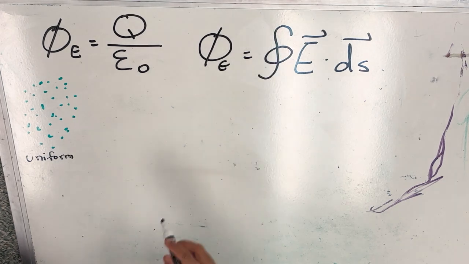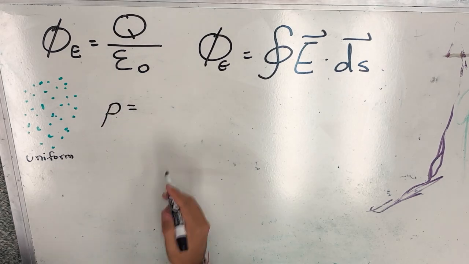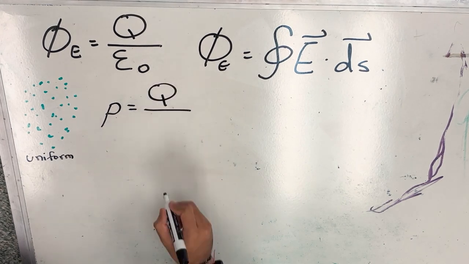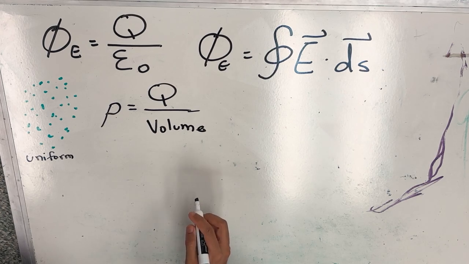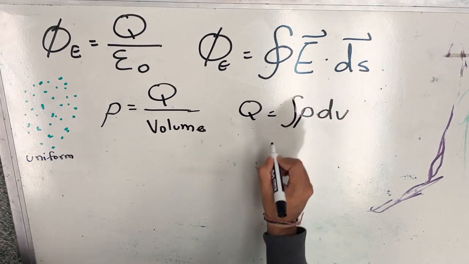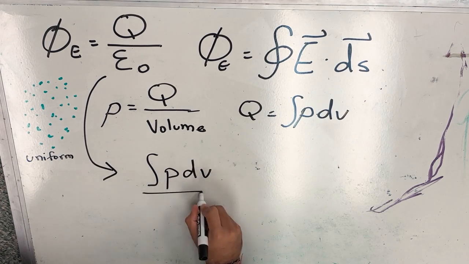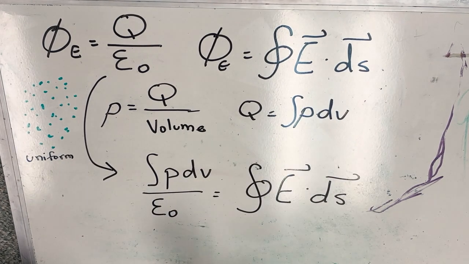I'm going to make some substitutions here into these two equations. I'm going to write my charge density rho equals my total charge Q divided by the volume of my electric field. My charge density equals total charge divided by volume. I can rewrite this as an integral to say that the total charge equals the integral of my charge density with respect to volume. Using this information, I'm going to substitute this into the left-hand side of the equation for total charge, and here's what I get.